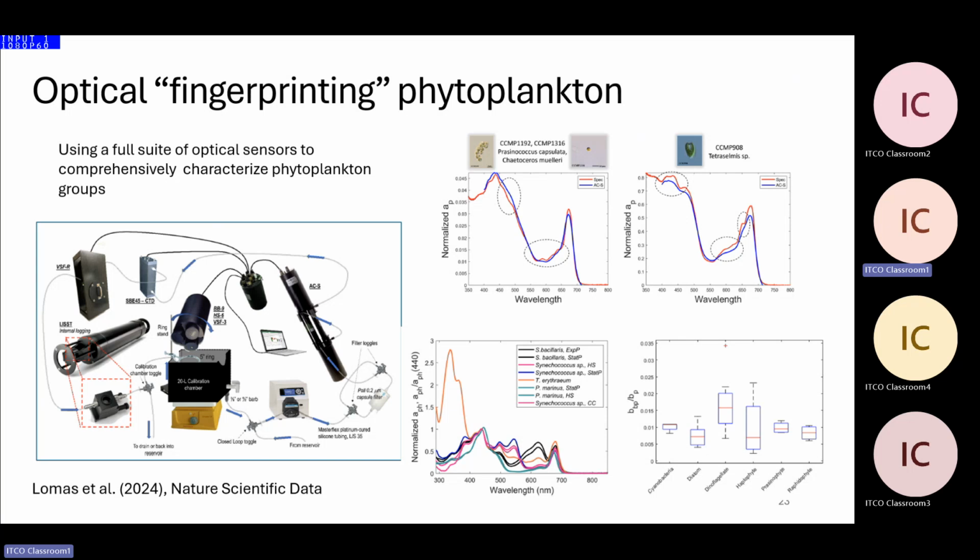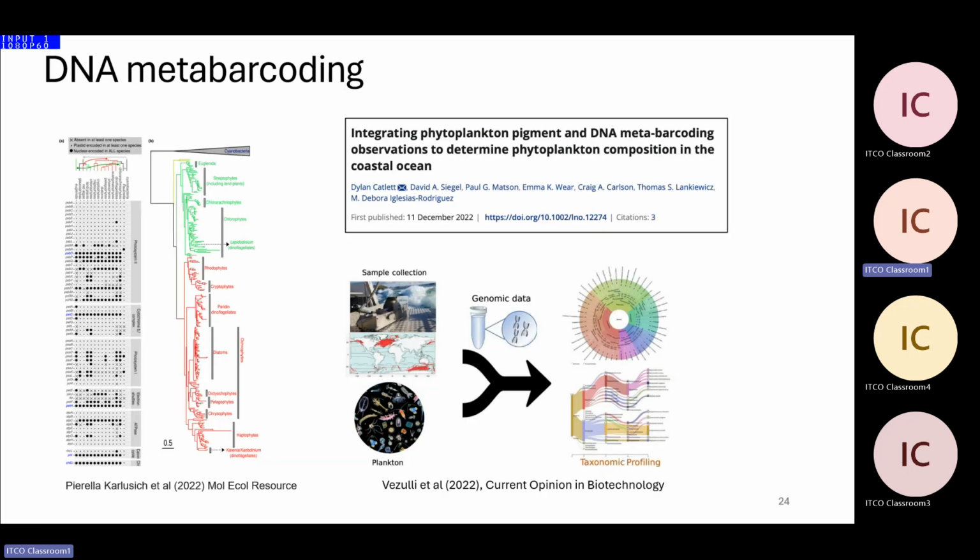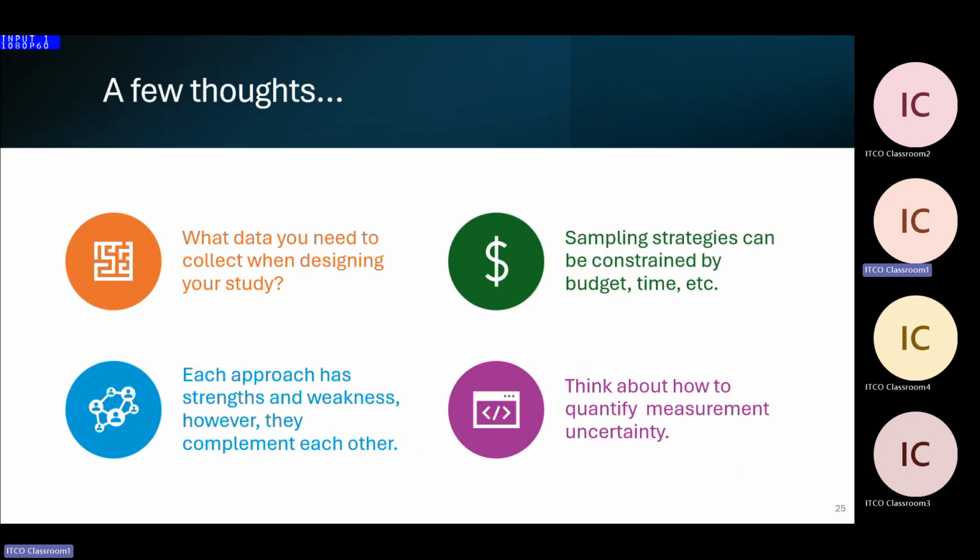So just a thought. Okay, and then finally, something I'm not too familiar with, but it's becoming more and more popular, is DNA metabarcoding. So essentially, you can take a sample of water, run it through a DNA analyzer, and some people are doing research to link what DNA barcodes are linked to certain pigments or certain phytoplankton. And so that's becoming bigger and bigger now in this world of phytoplankton community structure.